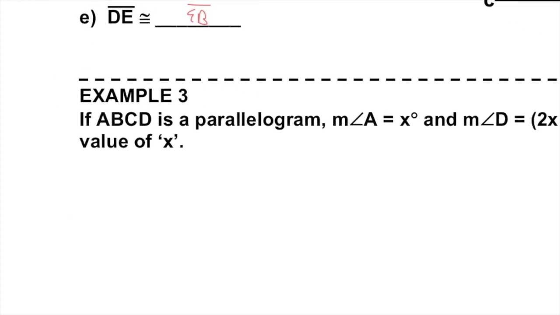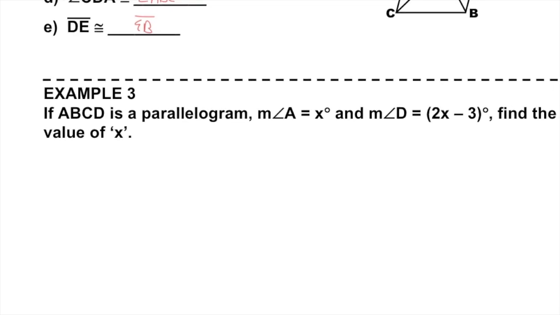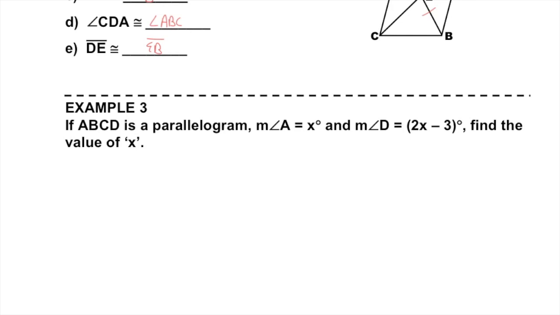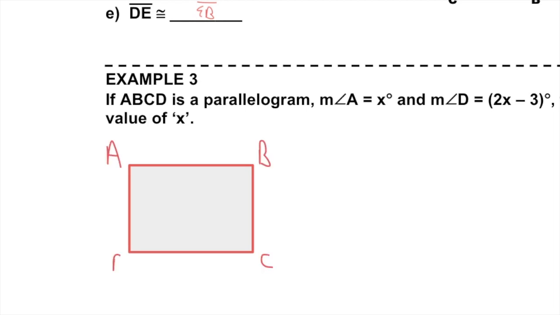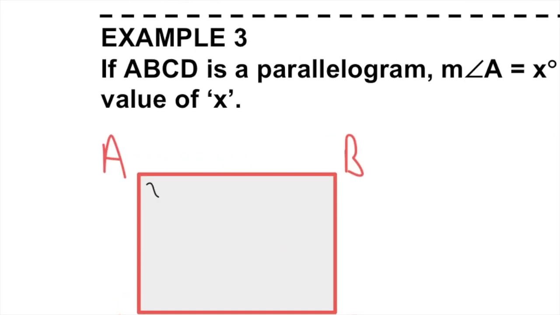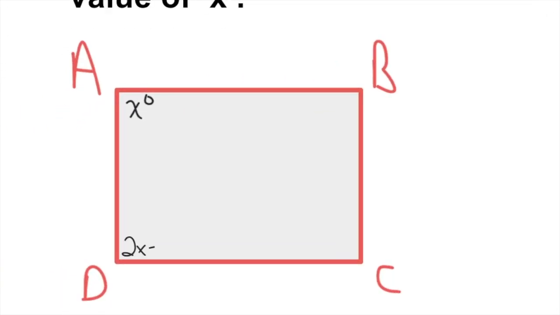So let's answer a question now. It says, if ABCD is a parallelogram, the measure of angle A is x degrees, and the measure of angle D is 2x minus 3. It says find the value of x. So the first thing you need to do is draw it. Doesn't matter what kind of parallelogram you draw. I'm going to draw the rectangle because it's pretty easy to see, and I'm going to name it A, B, C, D. It tells me that angle A is x degrees, and angle D is 2x minus 3 degrees. And they want us to find x.